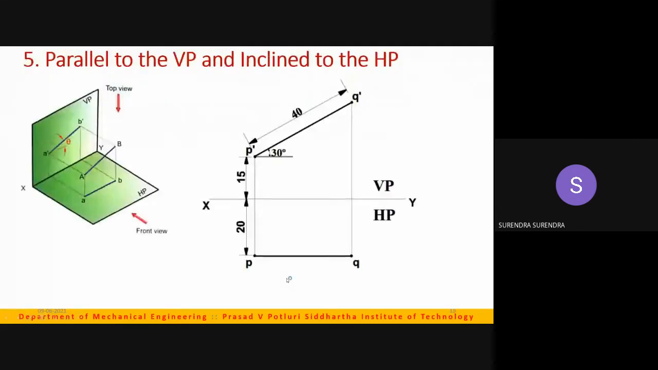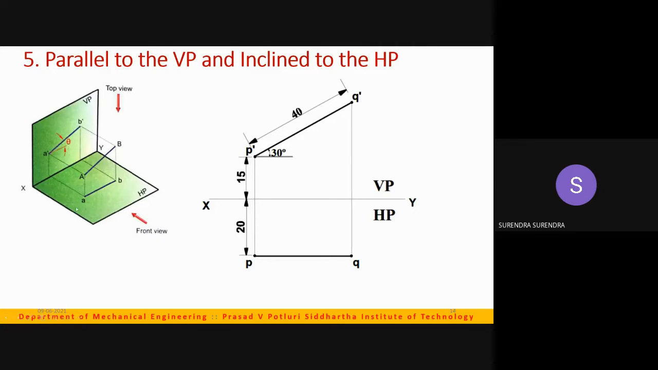Suppose, see in this problem, when a line is inclined to only the horizontal plane, if you extend this line AB, what happens? It definitely meets the horizontal plane at some point. This intersection point is called the horizontal trace, and this horizontal trace is seen in the top view. We represent it as HT. It is only seen in the top view.